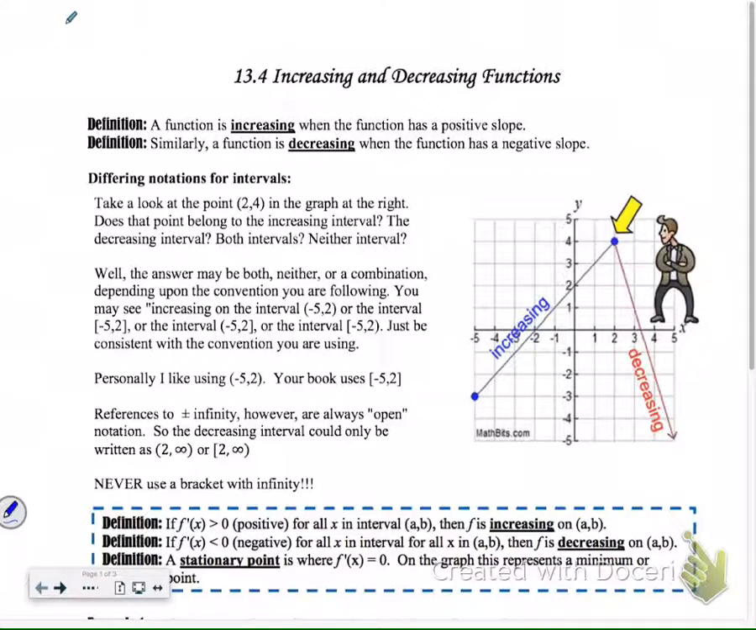Also, this section is not on your quiz, so this will obviously be on your test, but the quiz will just be over sections 1 through 3.